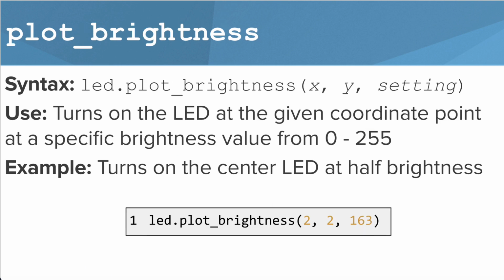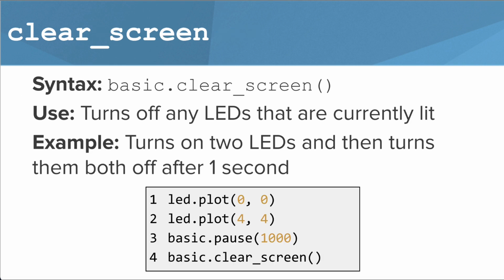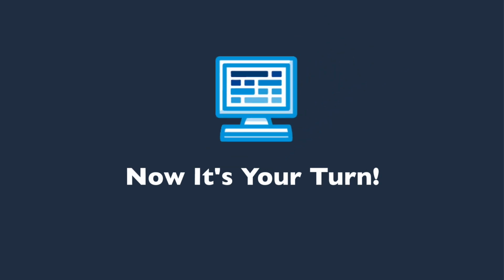We learned how the plot brightness command can be used to light an LED at a specific brightness value from 0 to 255. We also learned how to use the clear screen command, which will turn off any LEDs that are currently lit. Now it's your turn to use these commands inside your own micro:bit programs.